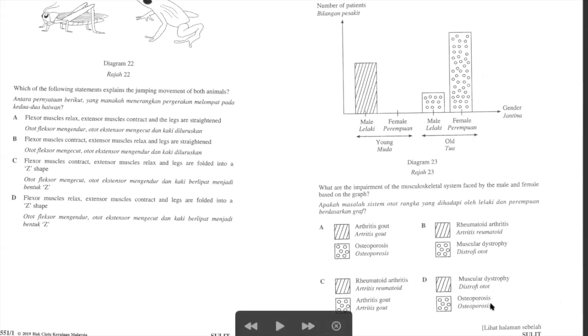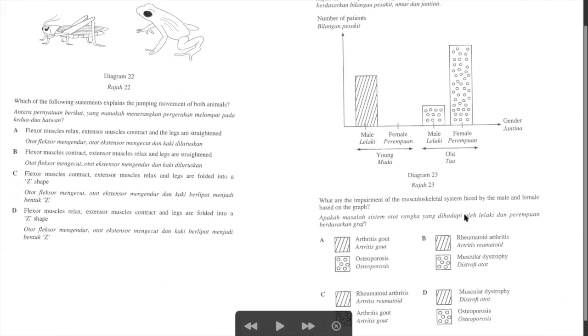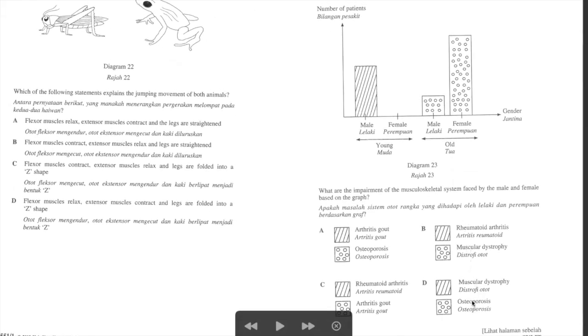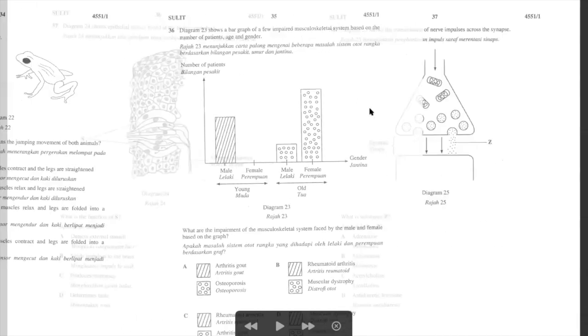Okay, osteoporosis ni penyakit yang mana tulang dia rapuh, tulang dia mudah patah. Muscular dystrophy ni maksudnya otot dia tak boleh contract and relax lah. So usually osteoporosis ni, many old people will get it. Tapi kalau muscular dystrophy ni, usually happen during young age, specifically for the male. Okay, ini awak kena tahu jugalah.